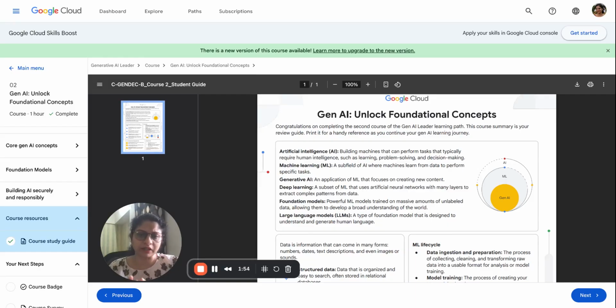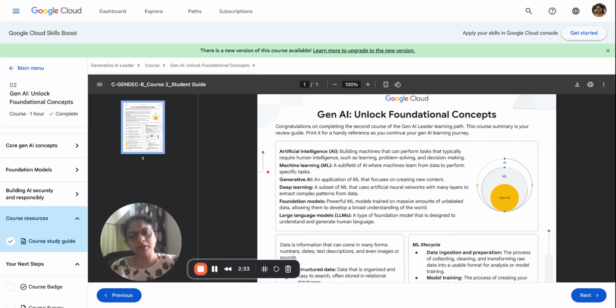The first one is artificial intelligence, and the second one is machine learning. They have given the definitions of artificial intelligence and machine learning: what is artificial intelligence, what is machine learning, and how to differentiate between them. So everyone knows that building machines that can perform tasks that typically require human intelligence, such as learning, problem solving, or decision making, is artificial intelligence. Whereas machine learning is a subfield of AI where a machine learns from data to perform a specific task.